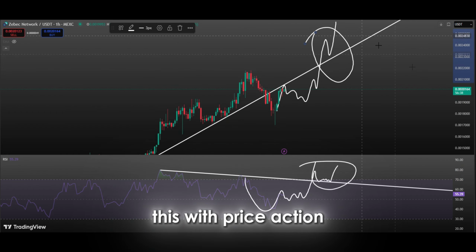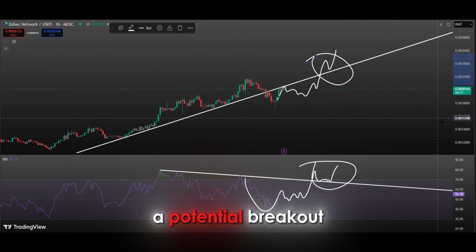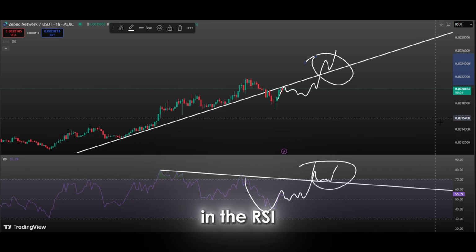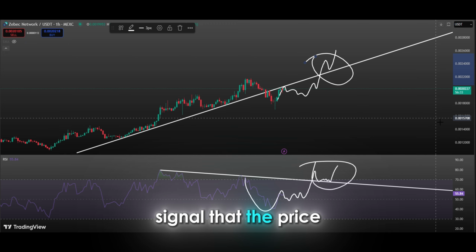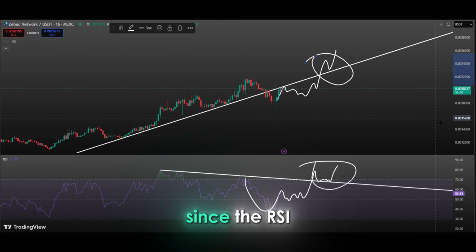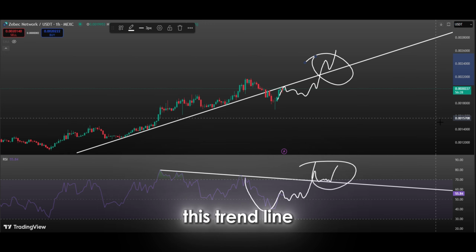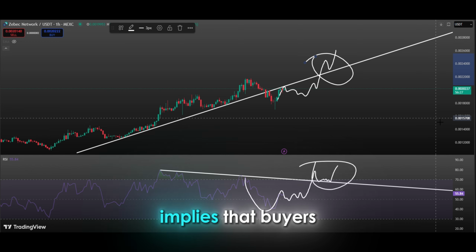When we combine this with price action, a potential breakout above this descending RSI trend line emerges as a critical threshold. Such a breakout in the RSI is often viewed as a leading signal that the price may be preparing to break free from selling pressure. Since the RSI reflects the balance between buying and selling in the market, a break of this trend line to the upside implies that buyers are gaining strength and selling pressure is starting to wane. Naturally, this could exert upward pressure on the price and increase the likelihood of a potential rally.